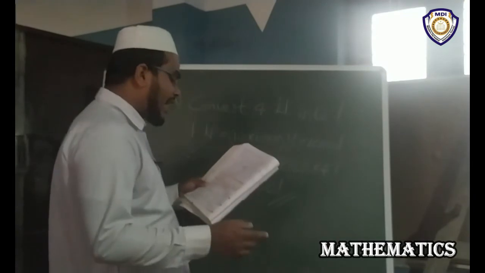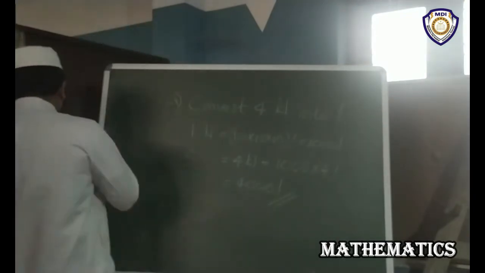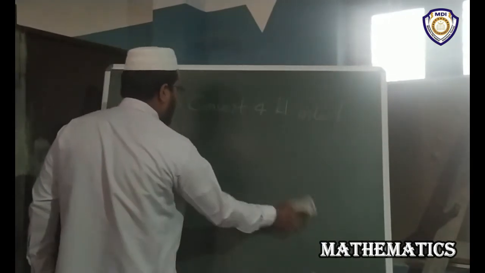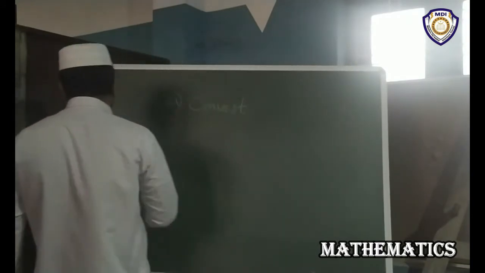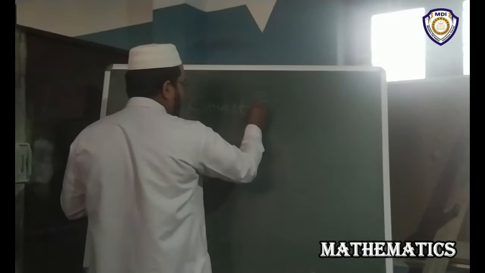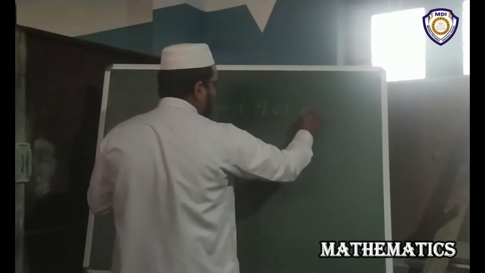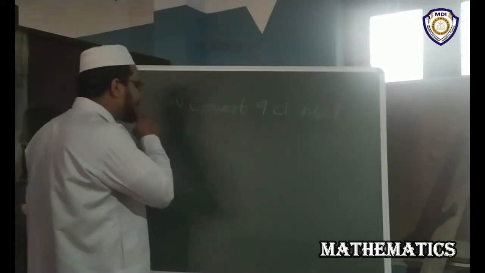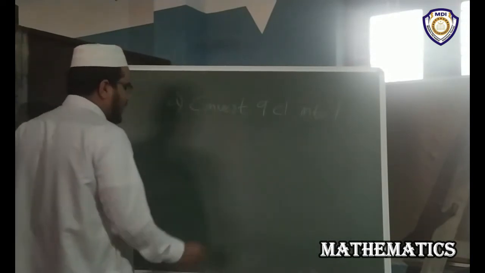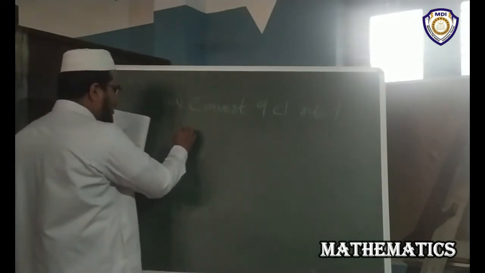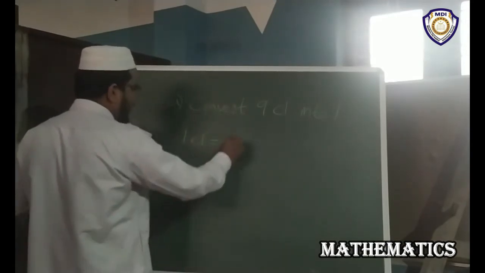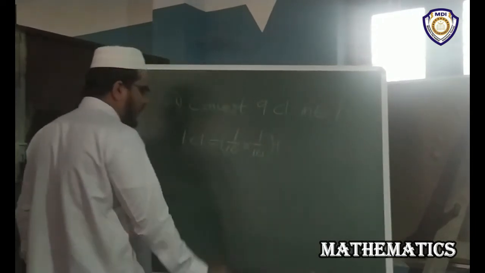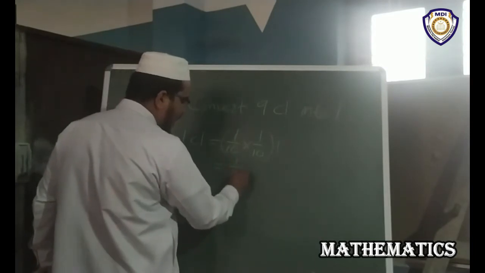Second question, convert 9 centiliter into liter. Okay, you have to write down in your notebook. Convert 9 centiliter into liter. First we have to find out 1 centiliter. We know 1 centiliter means 1 by 10 into 1 by 10 liter. It means 1 by 100 liter.